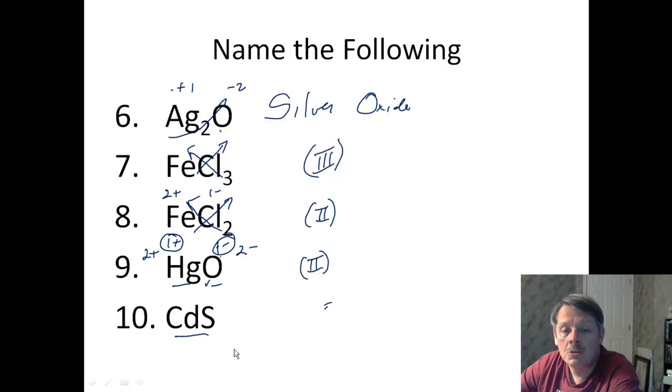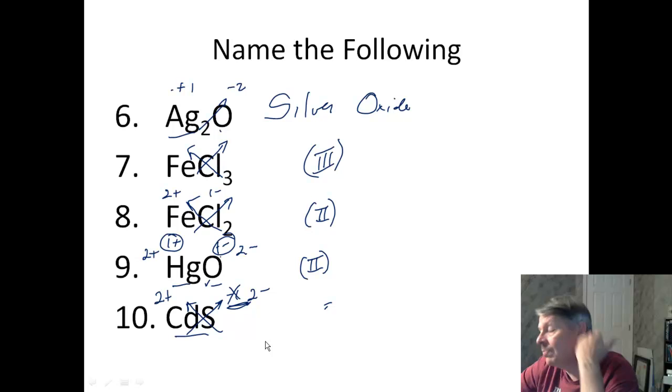How about this one? Cadmium and sulfur. Looks like it's a 1 to 1 relationship. Does sulfur take on a 1 minus? Nope. It takes on a 2 minus charge. So I have to double that number, so I have to double the one on the opposite side to keep them balanced. So this is cadmium 2. And if I look at cadmium, cadmium only takes on a plus 2 charge, so I don't need to write cadmium 2. I can just write cadmium sulfide.